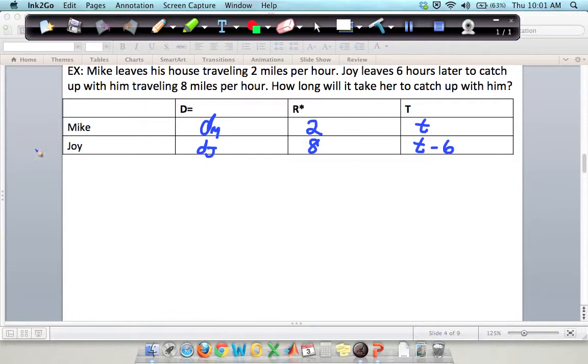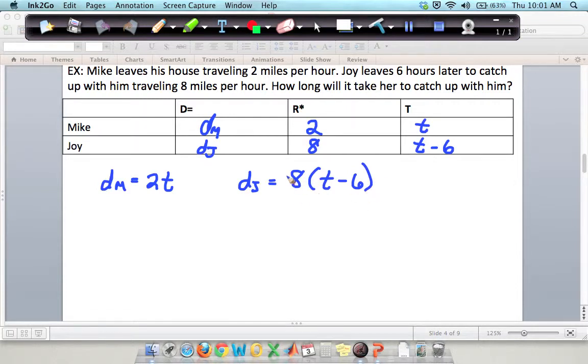And I'm going to do the same thing I did before. Once I've filled out my table, I'm just going to rewrite these two equations. So Mike's distance equals 2 times t, and Joy's distance equals 8 times t minus 6.